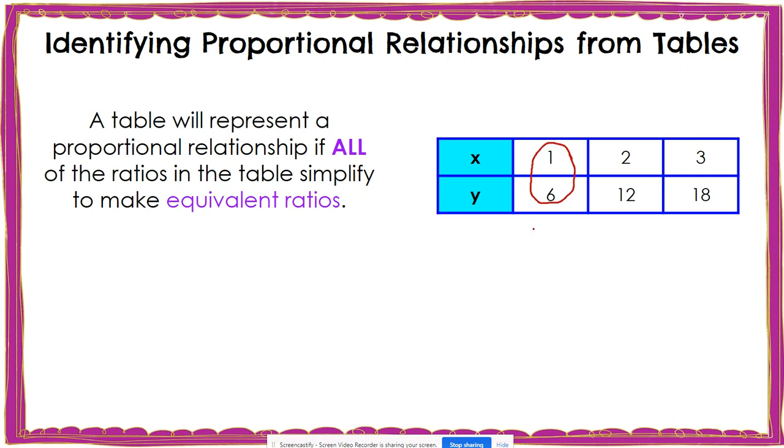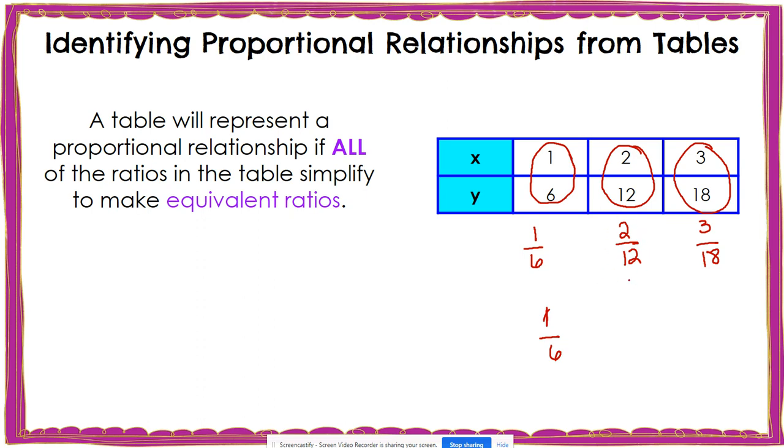So my first ratio would be 1 to 6. My next ratio would be 2 to 12. And my last ratio would be 3 to 18. I need to make sure that these are all in simplest form. Well, I know nothing will go into both 1 and 6, so that is already simplified.